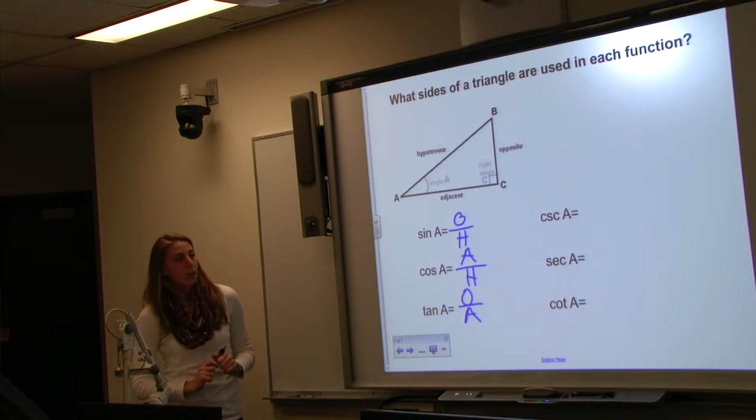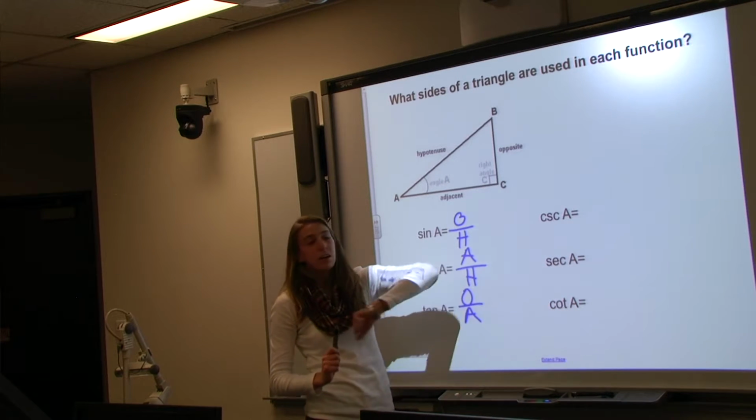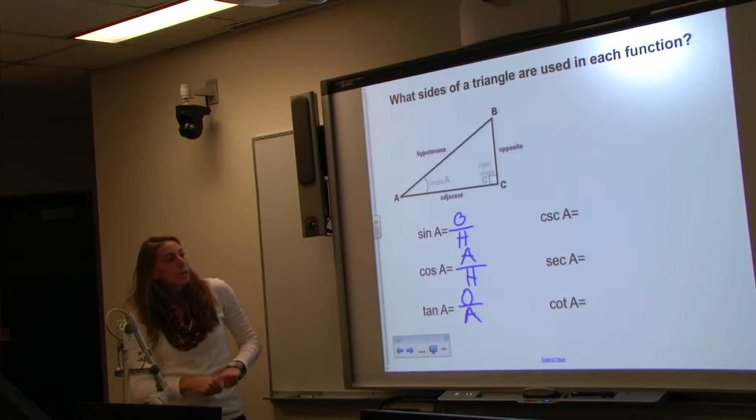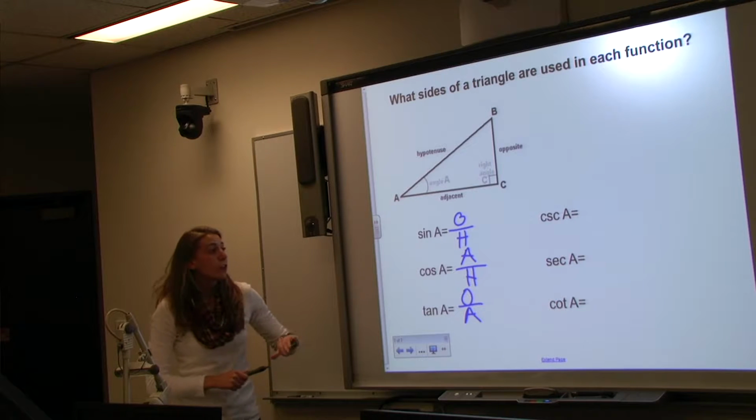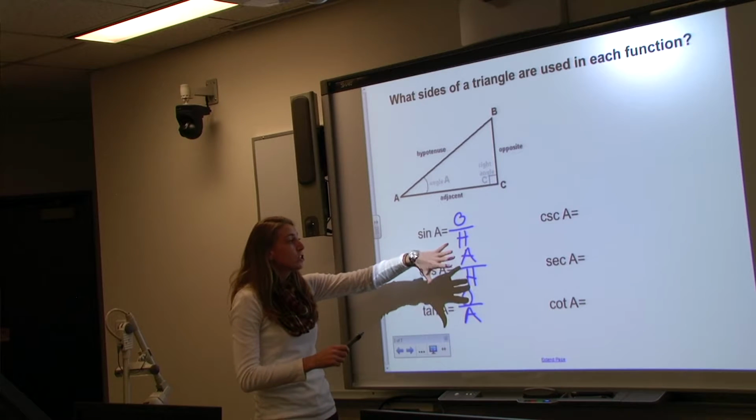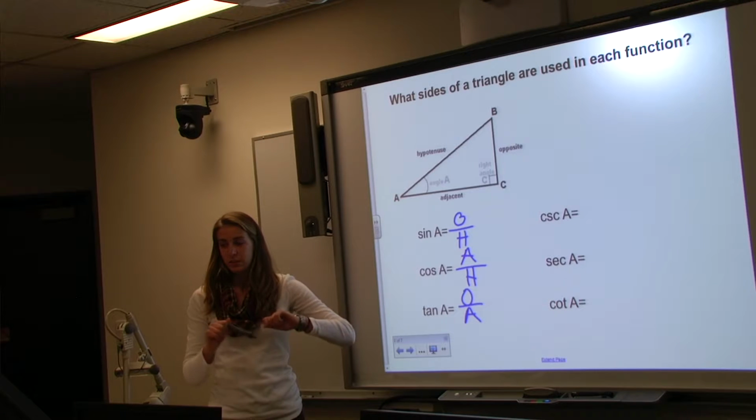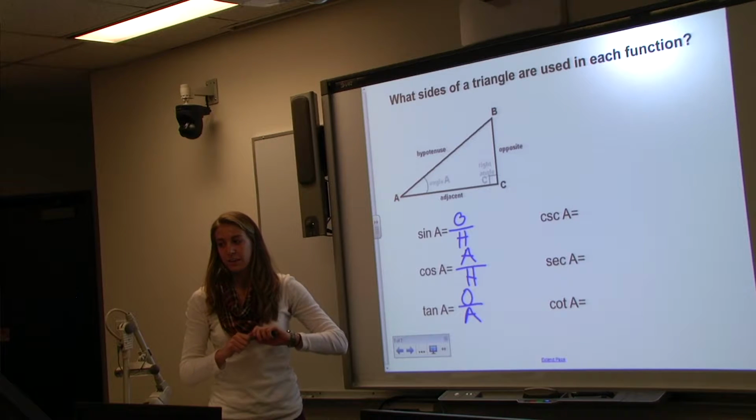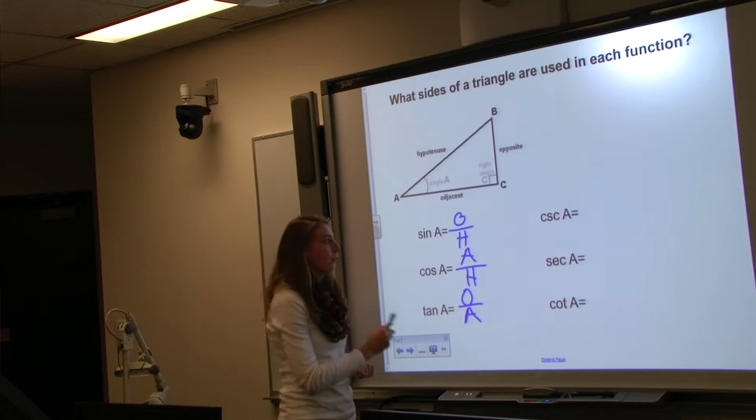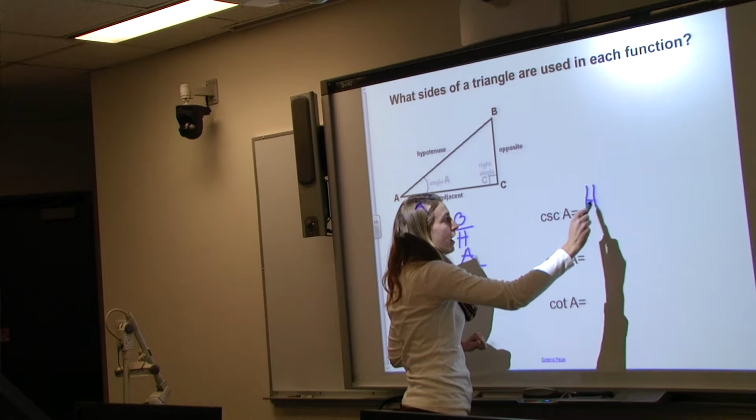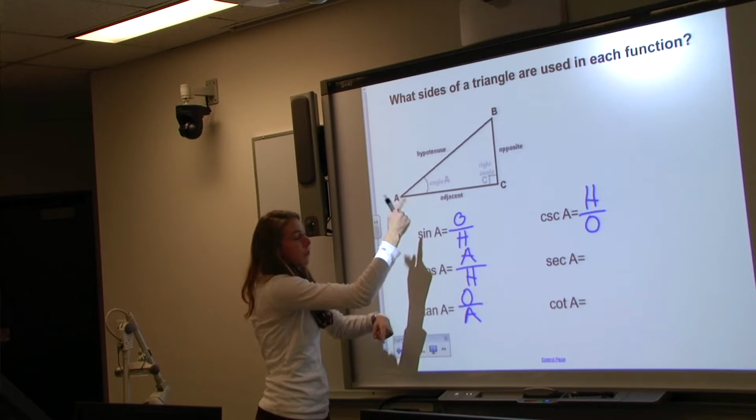Those you kind of know already. But what about these three? These look a little scary, but they're not. We have the cosecant of A, which is going to be the reciprocal. Does anybody know what reciprocal means? The opposite. So what we're going to do, it looks hard, it's not. We're going to flip it. We have our hypotenuse over our opposite. We took this fraction and flipped it upside down.